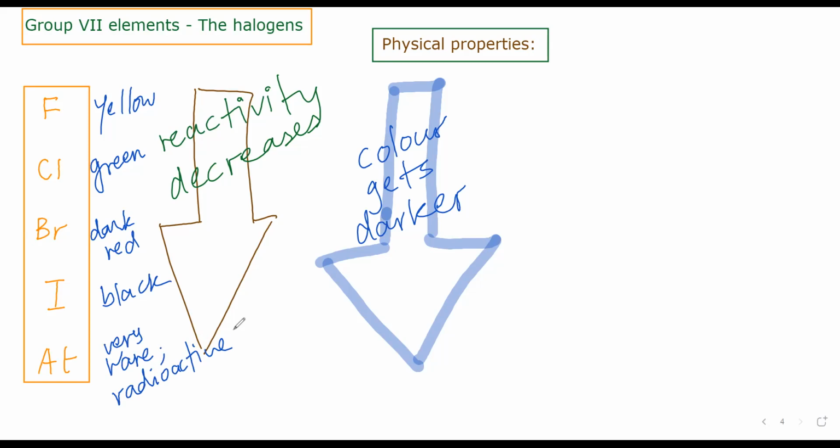Also, keep in mind their state of matter at room temperature. What is it going to be? Fluorine is a gas. I'm just putting up here gas. Bromine is a liquid, and iodine is a black solid. And astatine is radioactive, which is very rare.